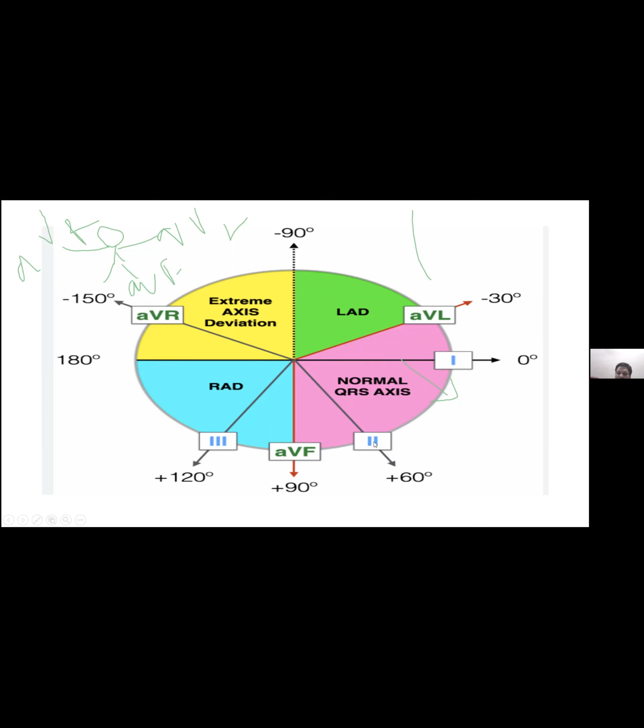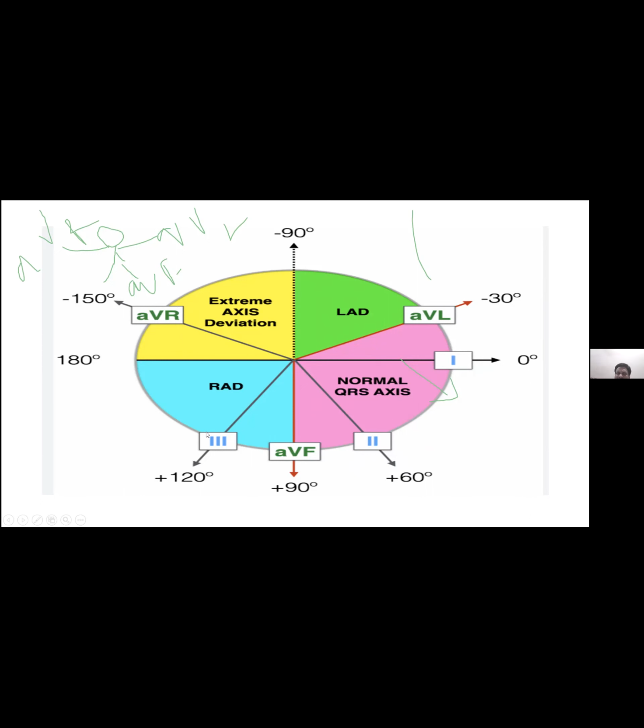Between these two, every 60 degrees there will be a shift: lead 2 is plus 60 and lead 3 is plus 120. For convenience, memorize this, and over a period of time you will understand. I will also explain how this comes about. To make it simple: AVF is foot, F stands for foot, left upper limb is AVL, right upper limb is AVR, and lead 1 is 0 degree, lead 2 is 60 degree, lead 3 is 120 degree.